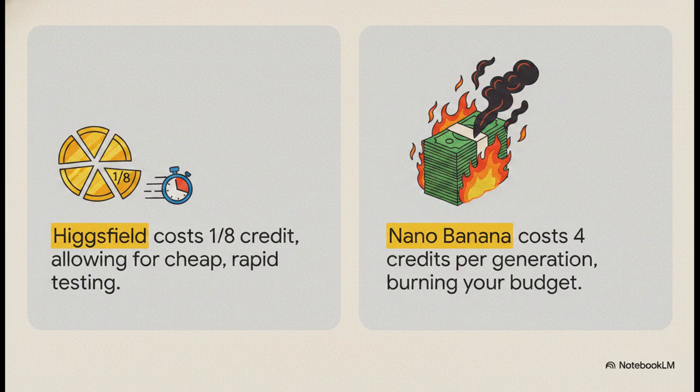Generating a character in Higgsfield Cinema Studio costs just 1/8 of a single credit. Think about that. Compare it to a platform like Nano Banana Pro, which costs 4 full credits per generation and just instantly burns through your budget. Higgsfield basically empowers you to do cheap, rapid testing until your character looks exactly the way you want without any fear of wasting expensive credits.